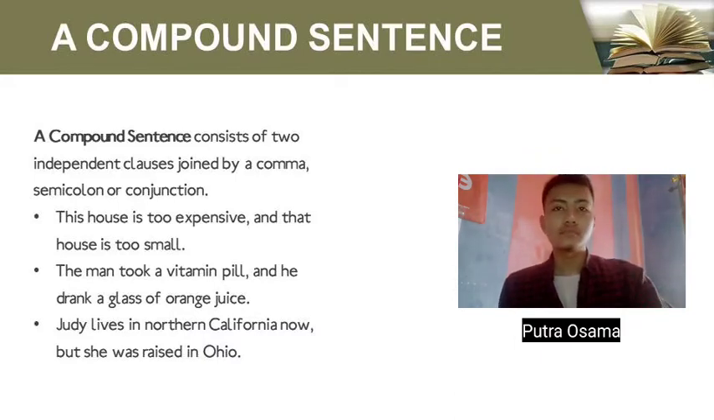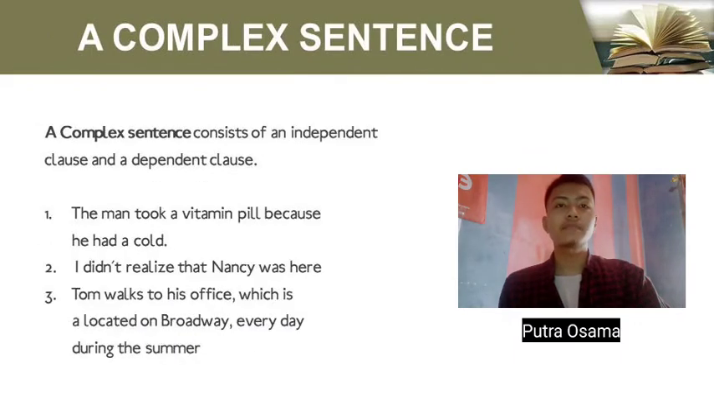Okay. And the last for my explanation, we will talk about a complex sentence. First we must know the definition of the complex sentence. A complex sentence consists of an independent clause and a dependent clause. The independent clause is called the main clause and the dependent clause is called the subordinate clause. A subordinate clause may be an adverb clause, noun clause, or adjective clause.